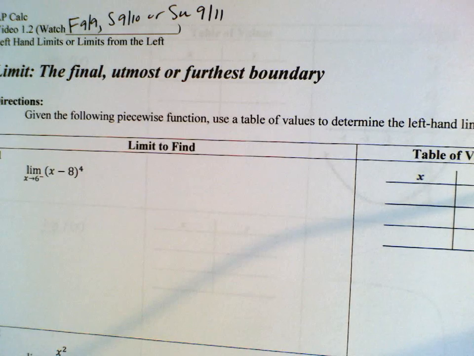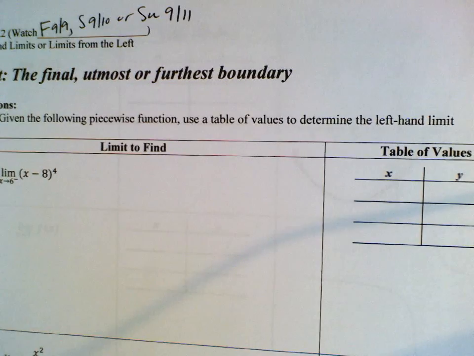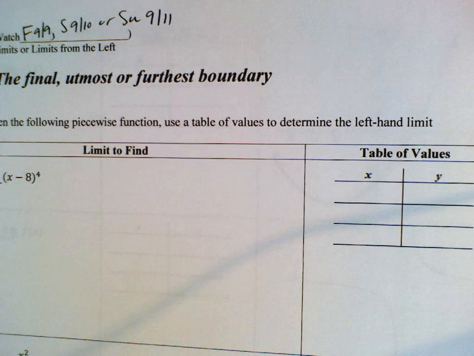Given the following piecewise function, that's a mistake. Actually, only the last one is piecewise. Use a table of values to determine the left-hand limit. The left-hand limit is the limit of the outputs as the inputs approach a certain value from the left. So you'll know what I mean in just a moment.